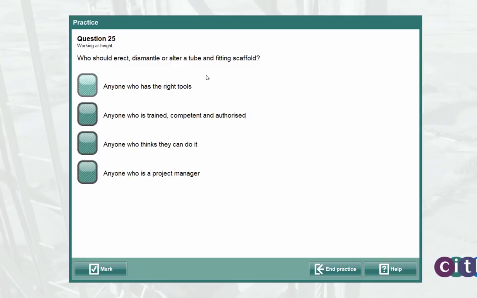Who should erect, dismantle, or alter a tube and fitting scaffold? Anyone who has the right tools. Anyone who is trained, competent and authorised. Anyone who thinks they can do it. Anyone who is a project manager.